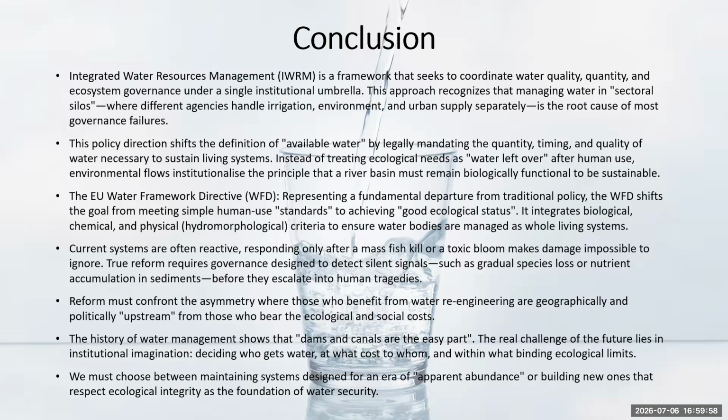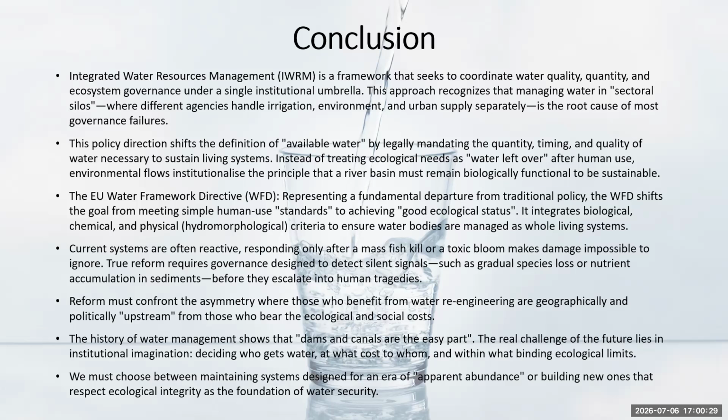To conclude, solving water problems requires better governance and not just better engineering. Modern approaches such as integrated water resource management and environmental flows aim to manage water as a complete ecosystem rather than separating water quality, water quantity, and biodiversity into different sectors. The primary goal is to protect the ecological health of rivers while meeting human needs.